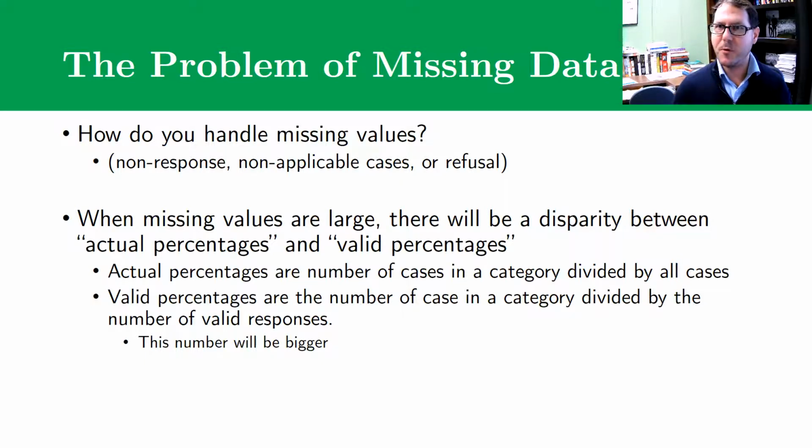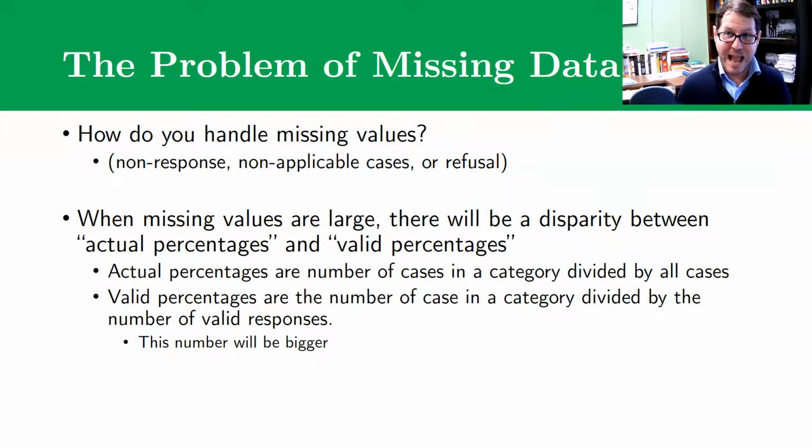But if a large number of people decline to answer that question, that might be a smaller percentage than if I said, well, I had 1,000 people in my data set, 200 declined to answer. So instead of dividing the number of people who did answer and say, yes, unemployed, by 1,000, I'm going to divide that by 800 because I have 800 valid responses. Those valid percentages are going to be a much larger value.